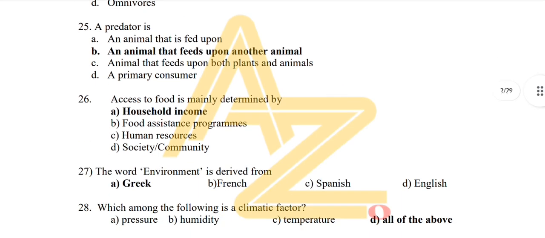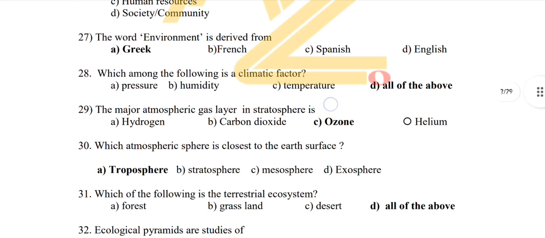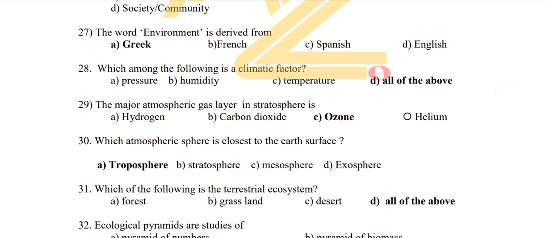A predator is an animal that feeds upon another animal. 26th question: access to food is mainly determined by household income. So why is food access mainly determined by household income? The word environment is derived from the Greek word. Which among the following is a climatic factor? All the above: pressure, humidity, temperature.